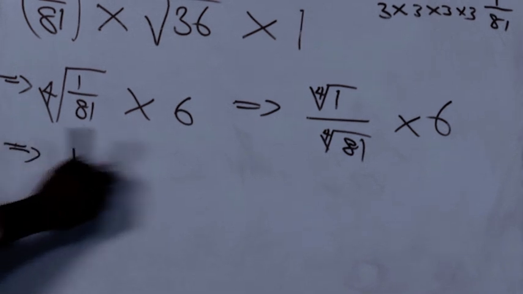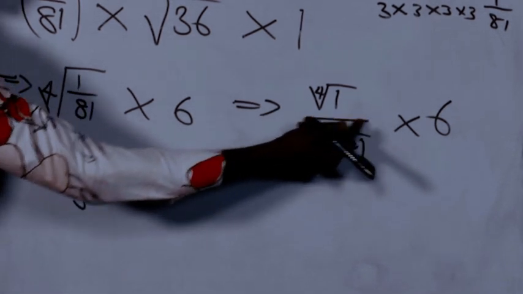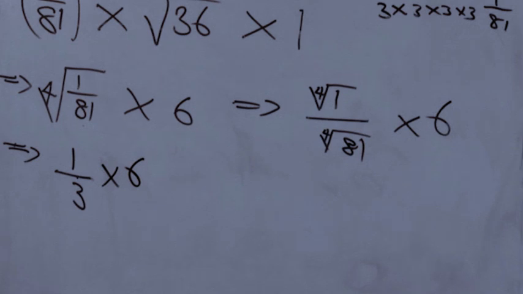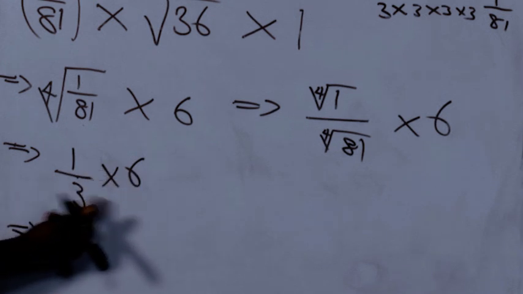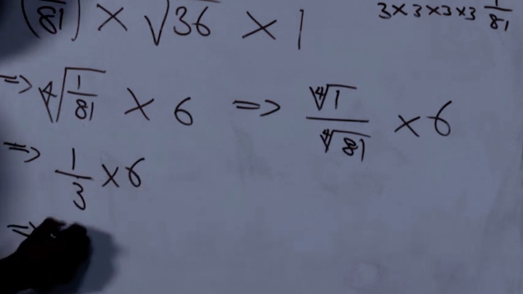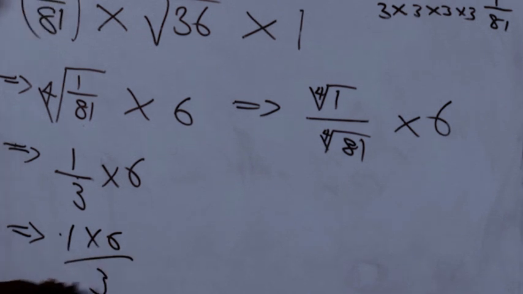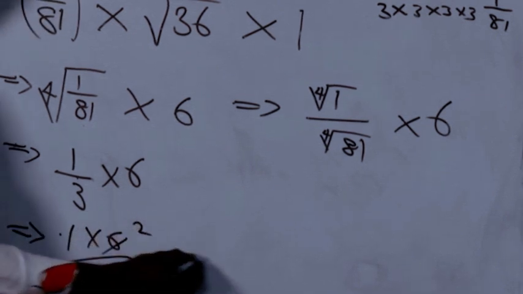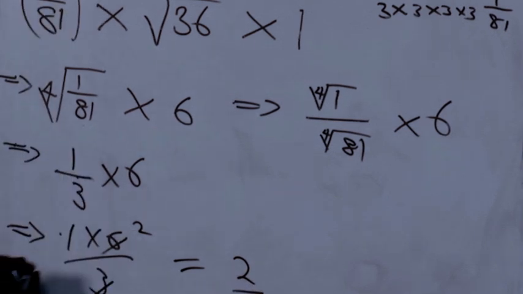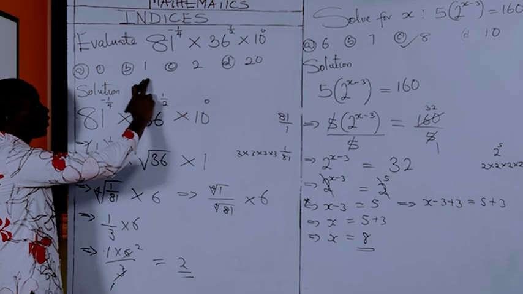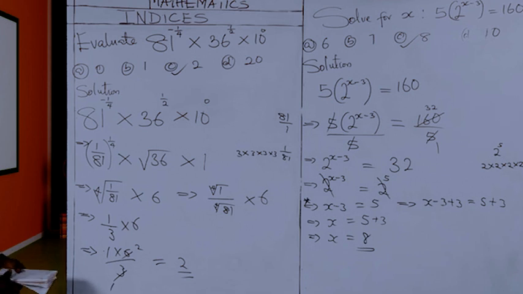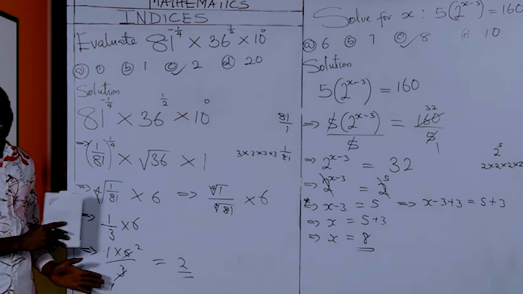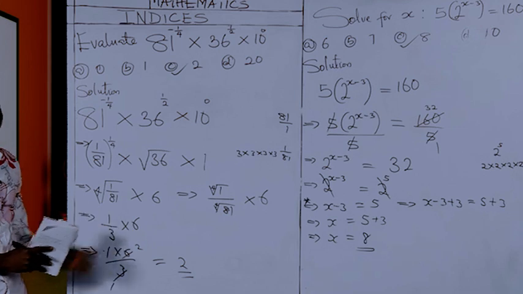This division sign I have here is as a result of the division line I have here, and we have times 6 with this. This is the same thing as saying 1 times 6 over 3. So 3 into 6 is 2. I have 2 as the final answer. So option A 0, option B 1, option C 2, option D 20. Option C is the correct answer. I hope you understand this. Let's move to the next question.